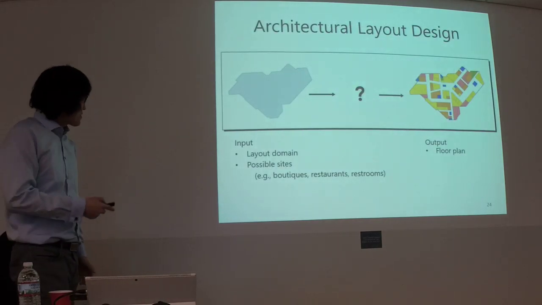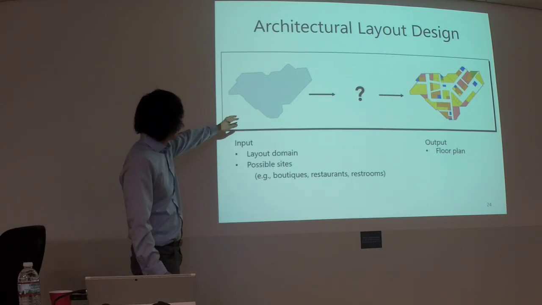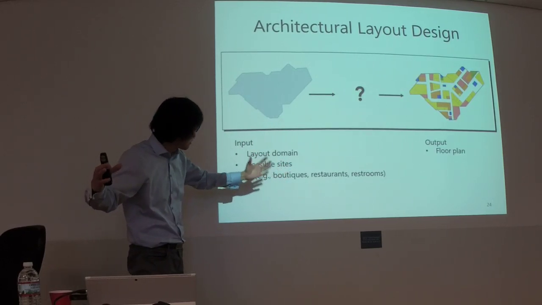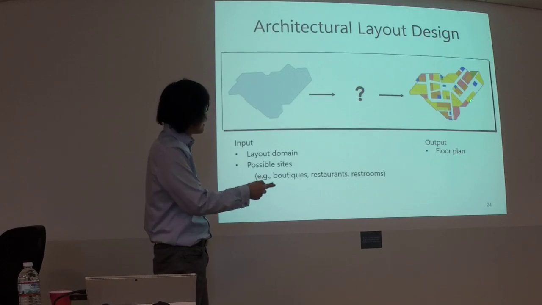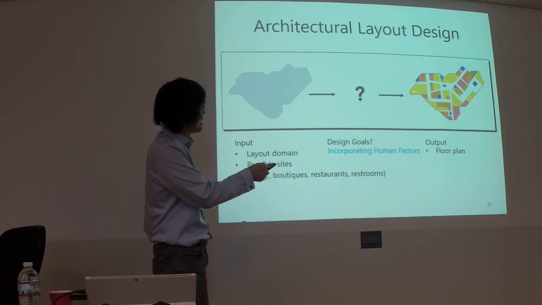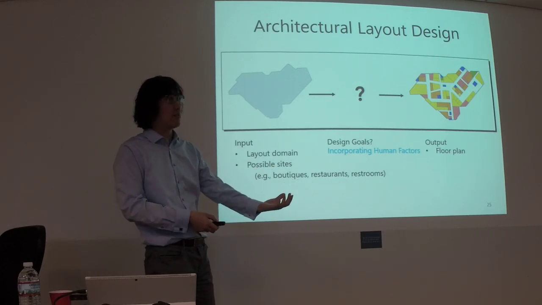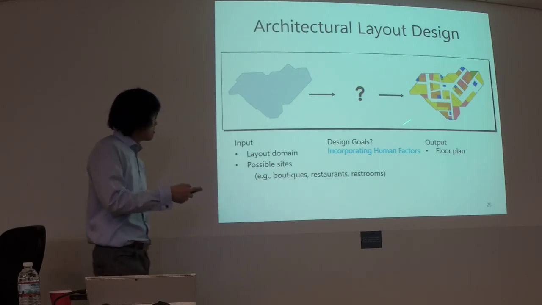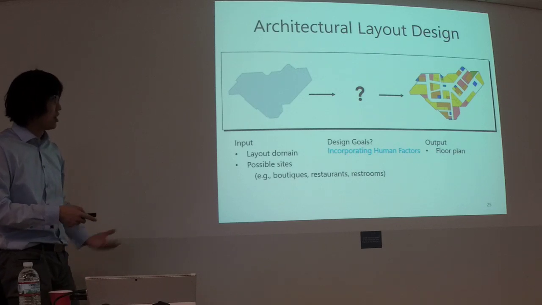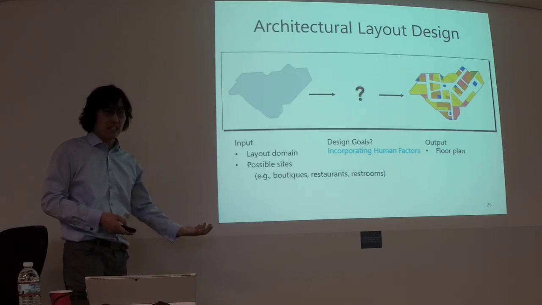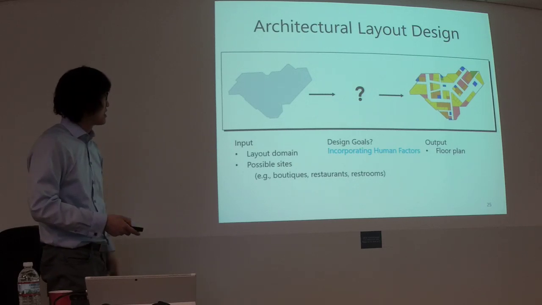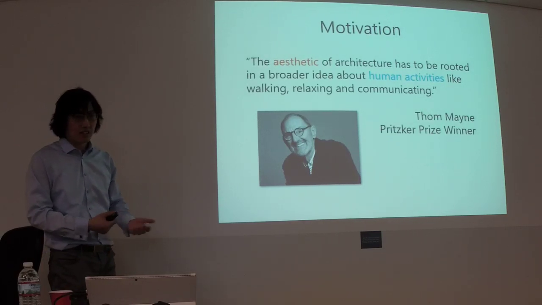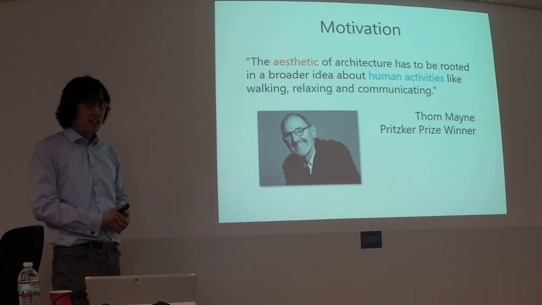Okay, so as I said, in this problem, the input is the site. It's a domain where you want to generate the floor plan. The output is a floor plan together with these rooms. For each room, you have a functionality. Maybe this is a restroom, maybe that is a boutique, a restaurant, and so on. One thing special is that we want to incorporate human factors considerations in the design process. This is in the same spirit as some of the architectural design concepts to design human-centered living environments.